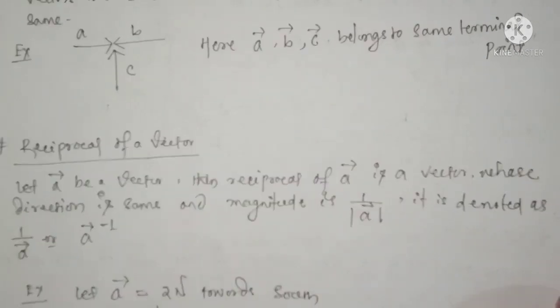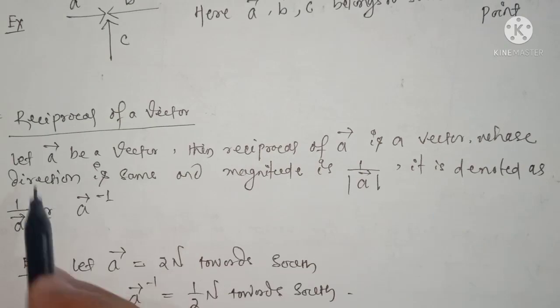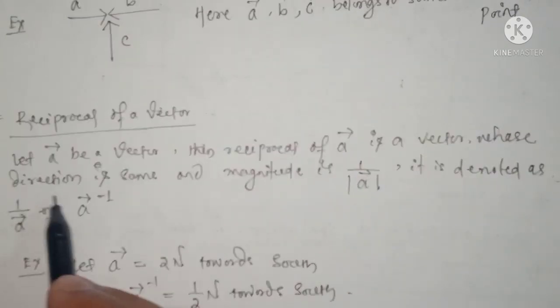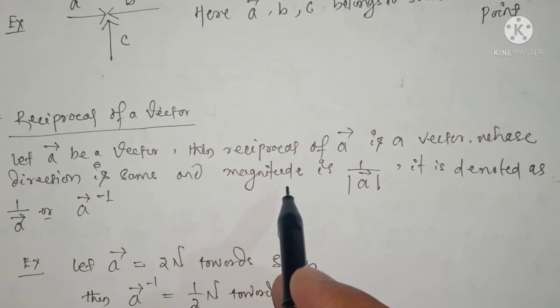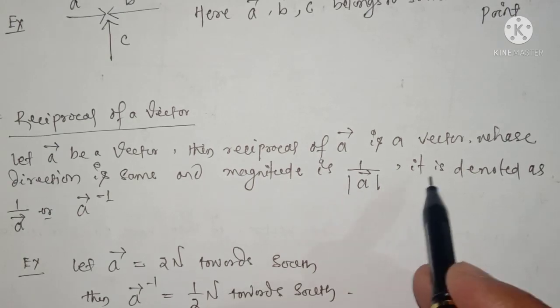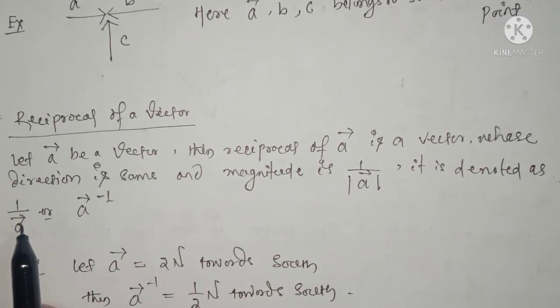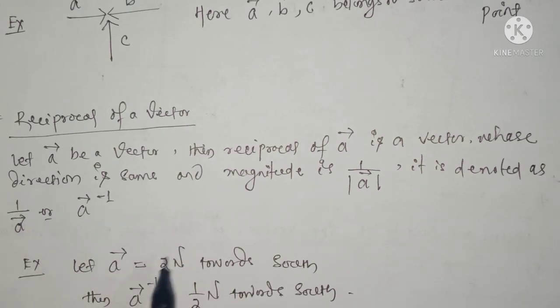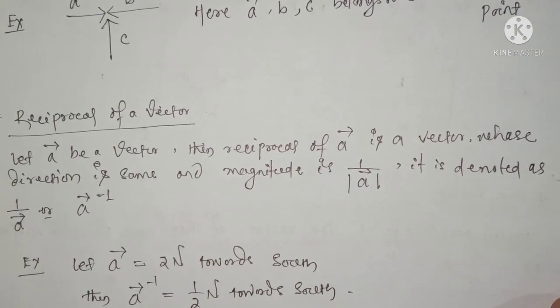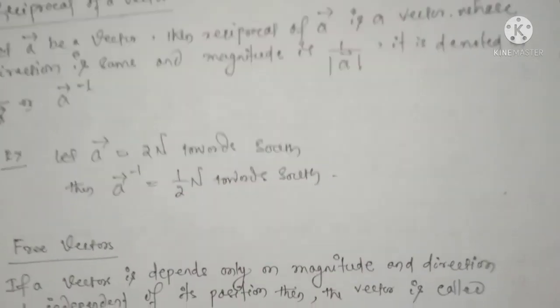Now discussing the reciprocal of a vector. Let A be a vector, then the reciprocal of a vector is a vector whose direction is the same and whose magnitude is 1 upon the magnitude of A. It is denoted as 1 by vector A or vector A inverse. For example, let vector A be equal to 2 m towards south, then vector A inverse is equal to half of a meter towards south, right?